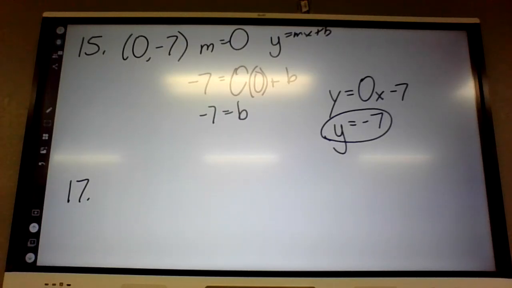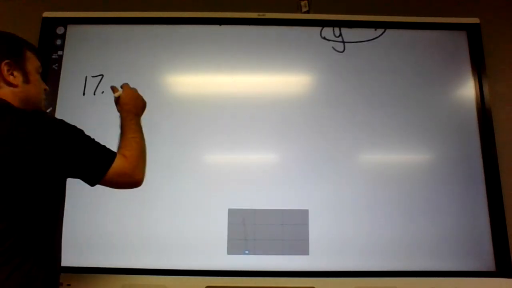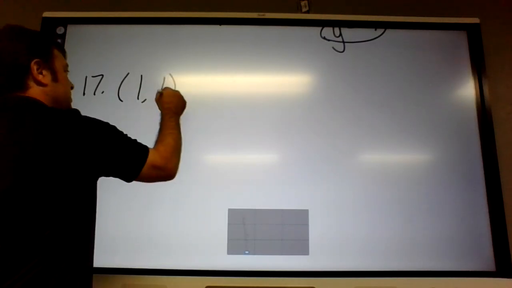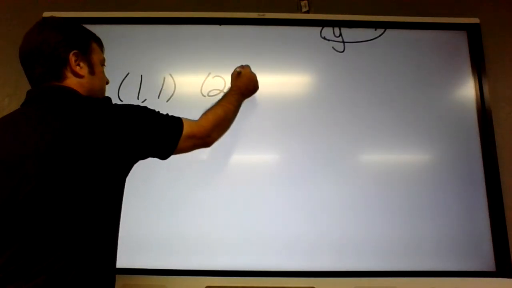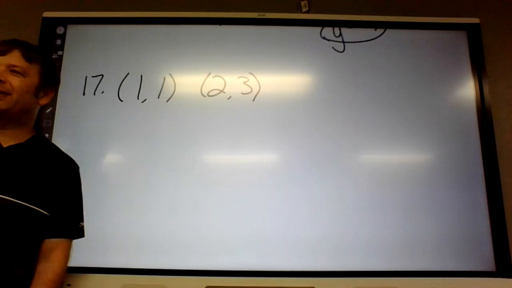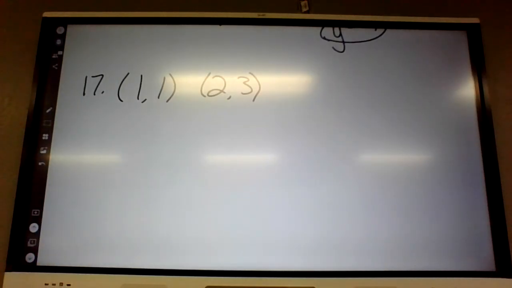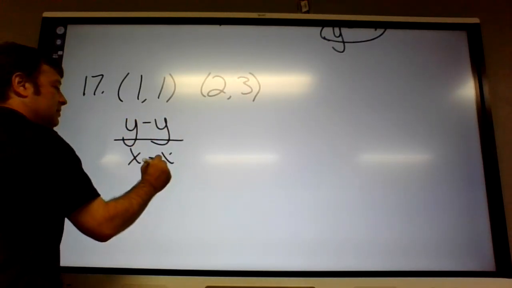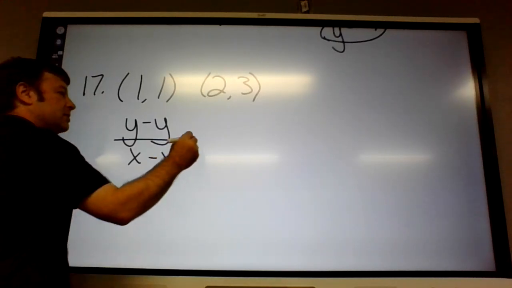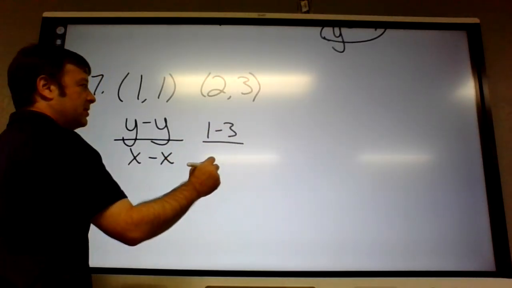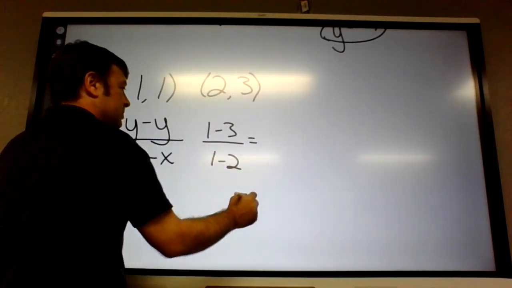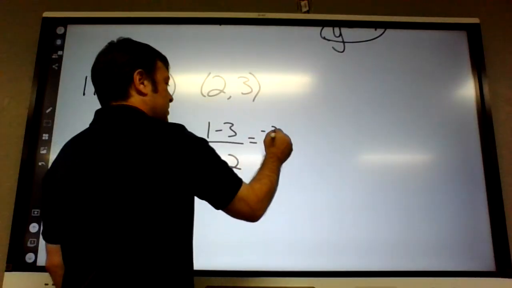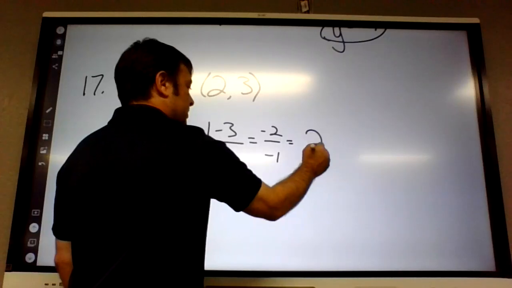Alright, on 17, we're doing 1, 1, 2, 3. So they don't tell us the slope, they just tell us 2 points that the line is going through. So how could we find the slope? 1 minus 3 over 1 minus 2. Over 1 minus 5 over 1 minus 2, 1, which is just 2. I like this.